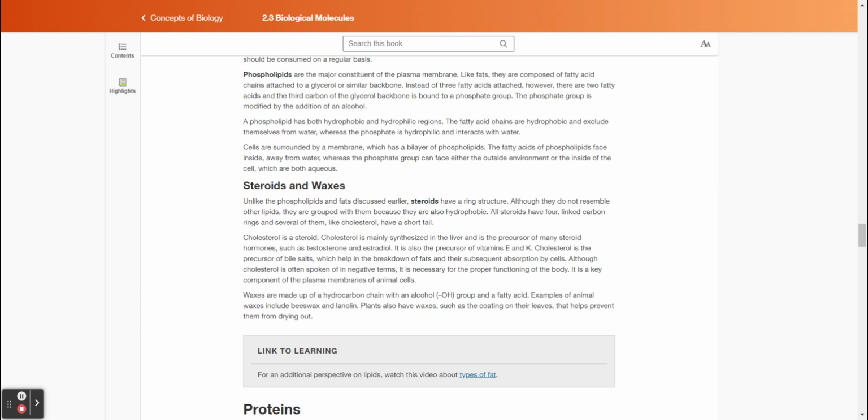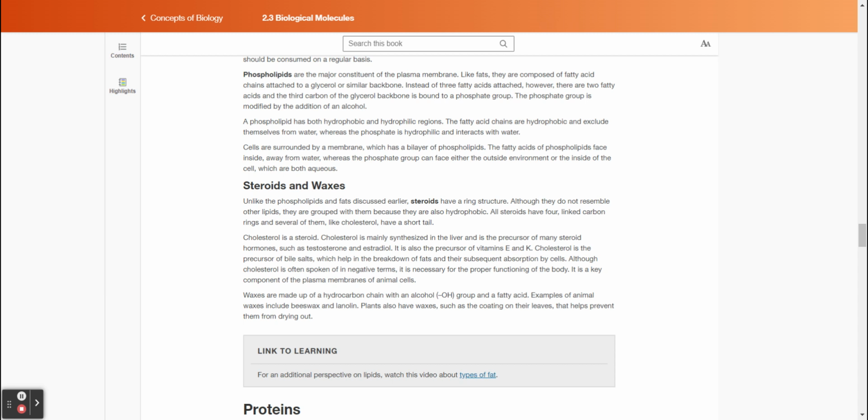Phospholipids are the major constituent of the plasma membrane. Like fats, they are composed of fatty acid chains attached to a glycerol or similar backbone. Instead of three fatty acids attached, however, there are two fatty acids, and the third carbon of the glycerol backbone is bound to a phosphate group. The phosphate group is modified by the addition of an alcohol. The phospholipid has both hydrophobic and hydrophilic regions. The fatty acid chains are hydrophobic and exclude themselves from water, whereas the phosphate is hydrophilic and interacts with water.